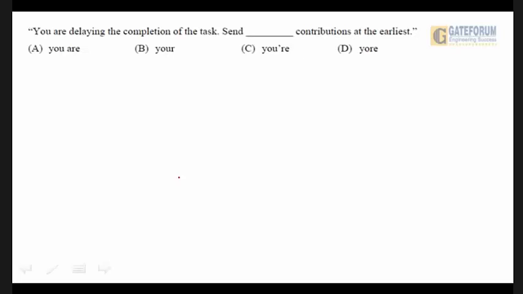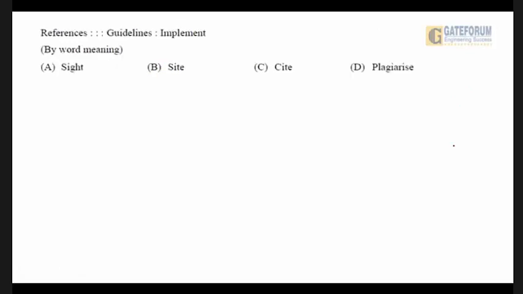As you can see on your screen, there's the first question that came. You are delaying the completion of the task. Send dash contributions at the earliest. Clearly it can be understood that it should be send your contributions at the earliest. So it would be option number B, which would be the right option. This was fairly simple enough.